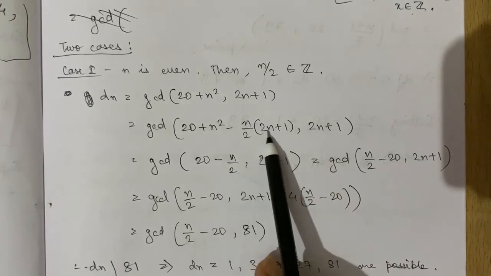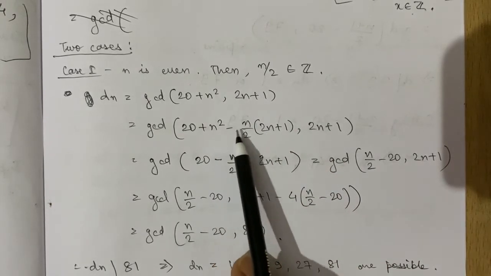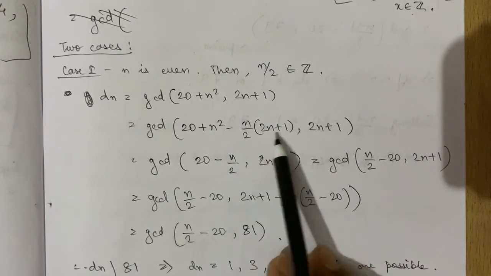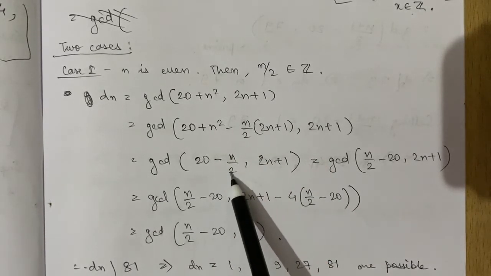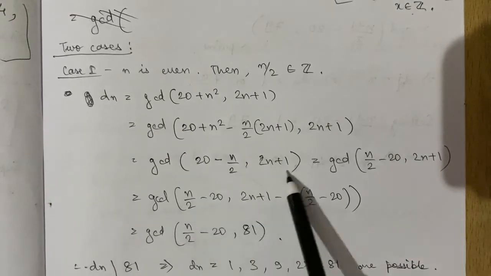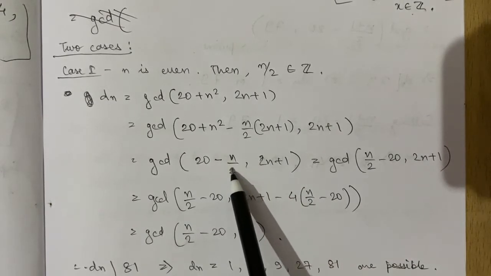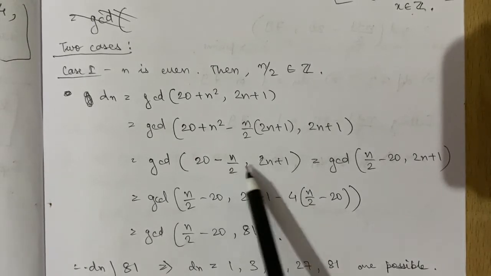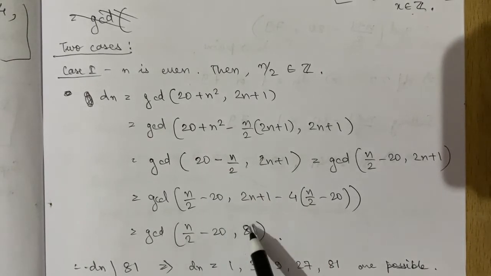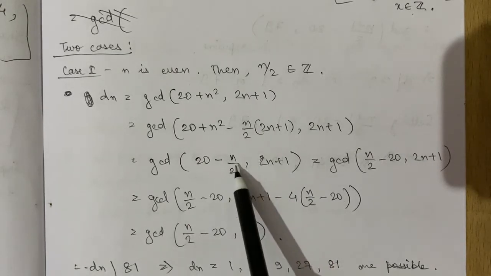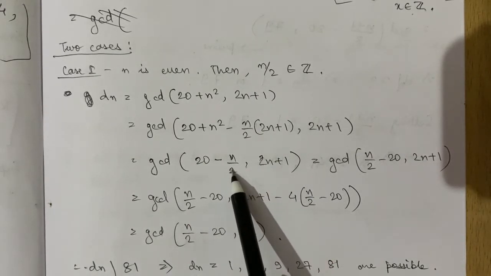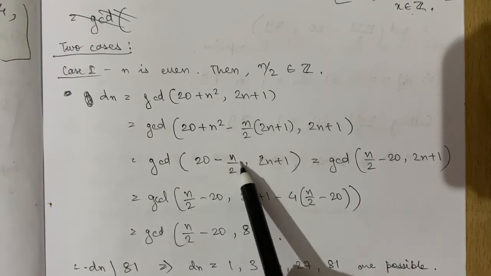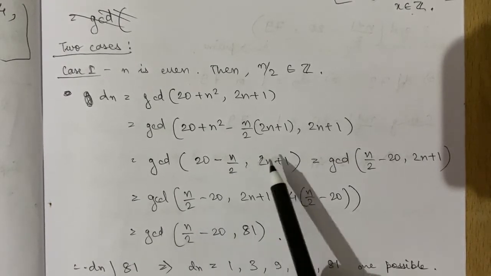So n by 2 times 2n plus 1 is n square, so I got rid of this n square, but I got an extra term which is n by 2. Again this is dependent on n, so I want to remove the dependence on n from this now. For this I can multiply this by 4 and subtract it from here. Then I'll get 2n terms here, and 2n would cancel out.